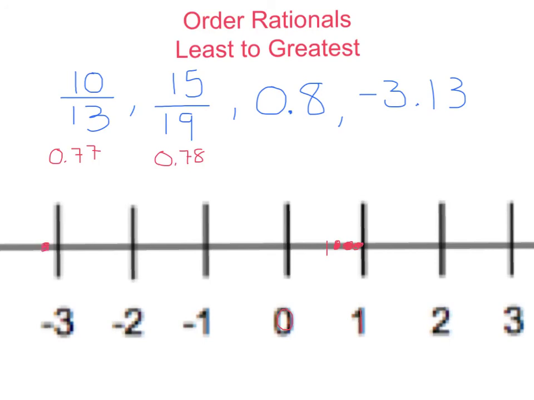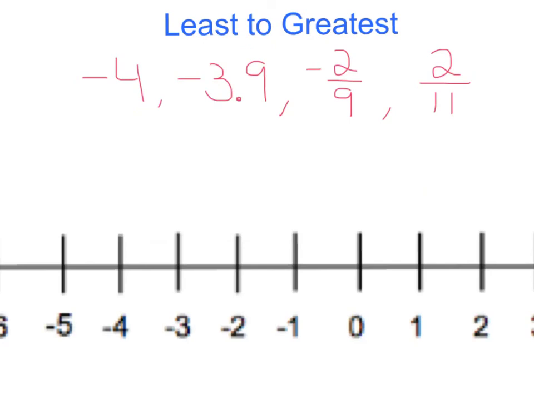So the smallest one is negative 3.13, and then the next smallest one would be 0.77, which is 10/13, and then 0.78, which is the 15/19, and then 0.8. Fabulous. Why don't you try this one all on your own? Pause the video, write it down, and see if you can order them smallest to largest.